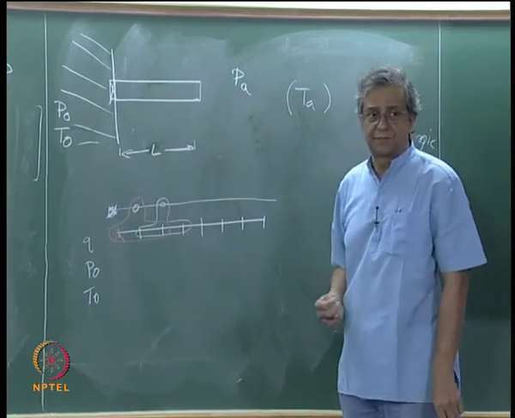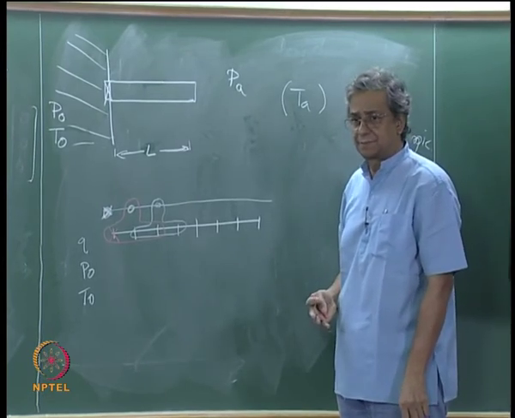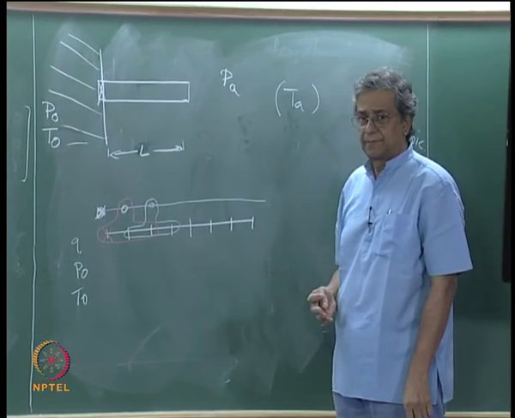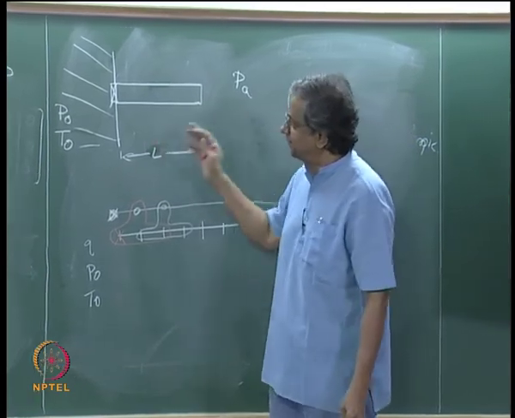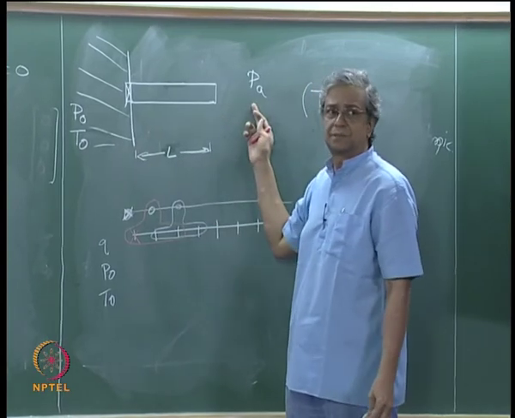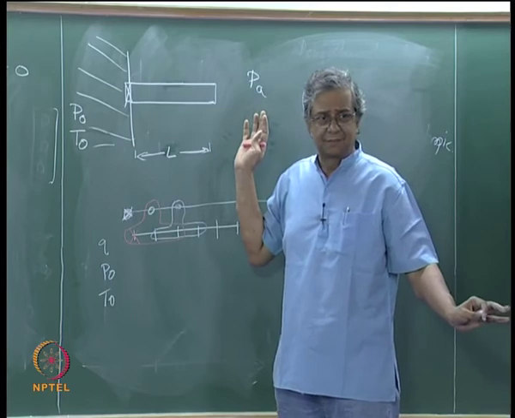You are giving me only two quantities, okay. How many conditions do we require from a differential equation point of view, okay. From the physics point of view, I have P naught, T naught, P ambient. The physics point of view, we are happy, right, okay.